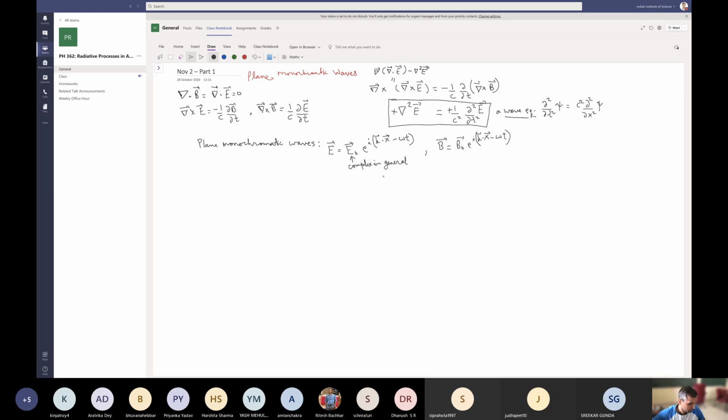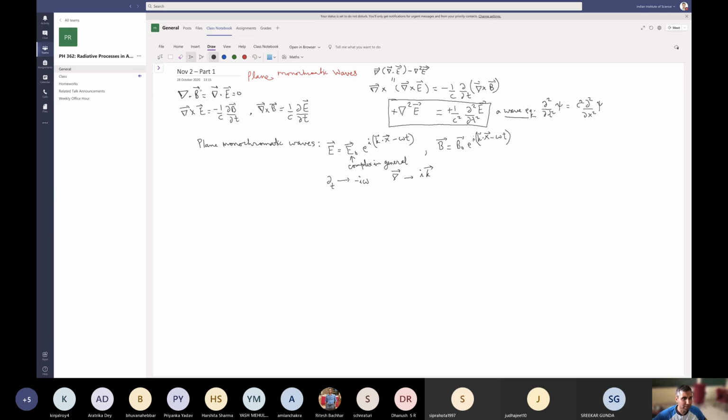Now the nice thing about this form is that if you do partial by partial t of anything which is in this form, it just pulls out minus i omega in this expression. Similarly, the gradient just pulls out i k. So a lot of these del crosses and partial by partial t's become very simple. So let's look at this equation.